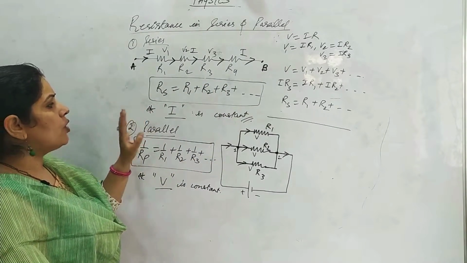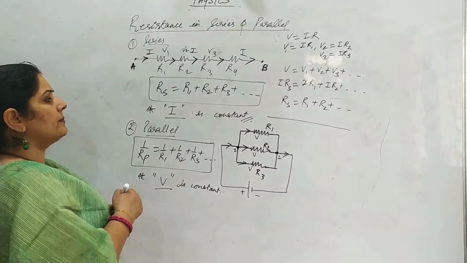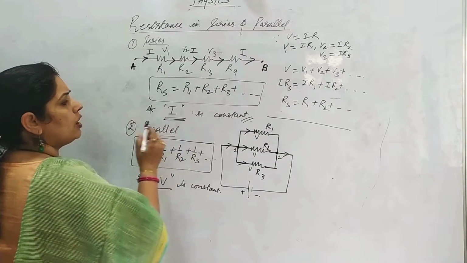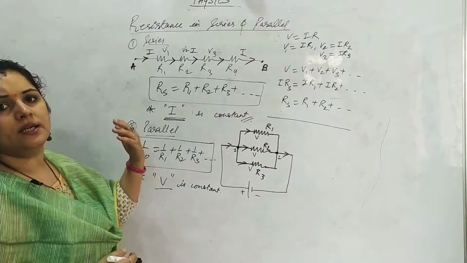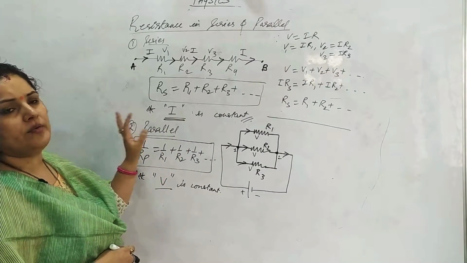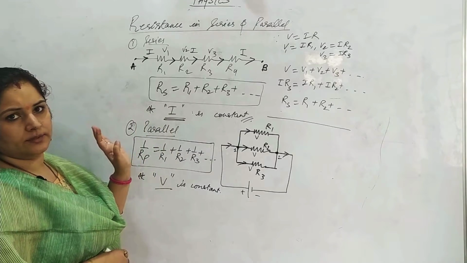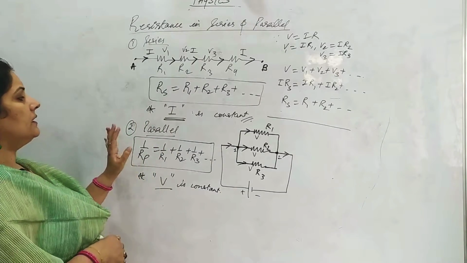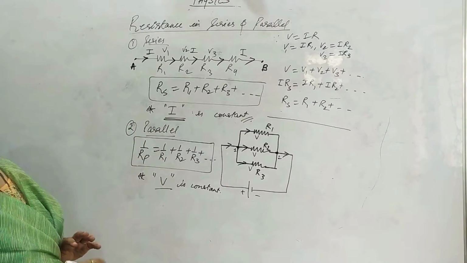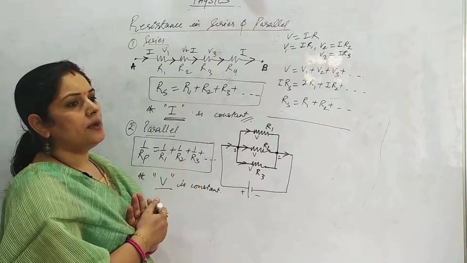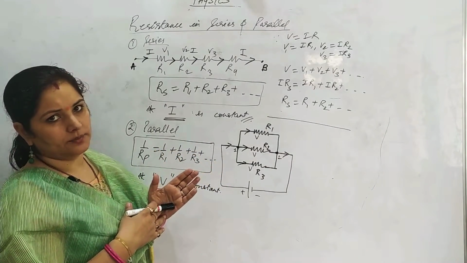Right? Now one factor we have to remember here, that current always remains constant in series combination. Whenever we connect any number of resistances in series, the current will be constant. Right? Next, resistances in parallel. Now what we have done, we have connected many resistances in parallel.